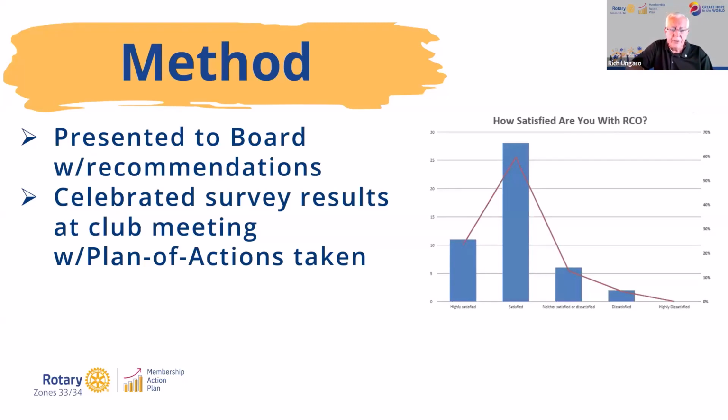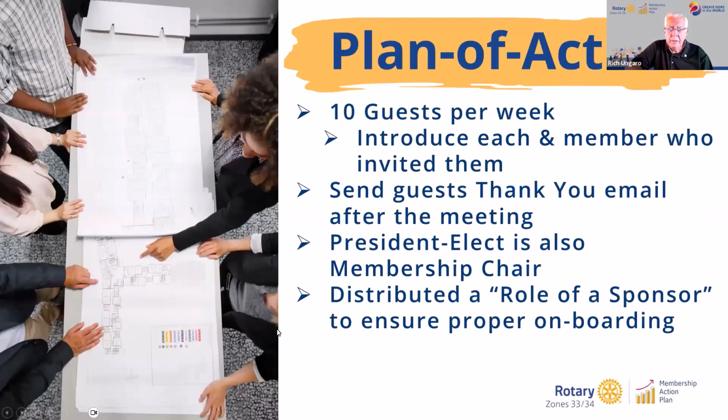And the plan of action is really simple. First of all, we said that our goal was to have 10 guests every week in our club visit. And we give them feedback every week, because 10 guests a week will allow the club to make enough impact that if somebody comes as a guest, we want them to be able to say at the meeting, I'd really like to belong to this club. And it's a very celebratory meeting.